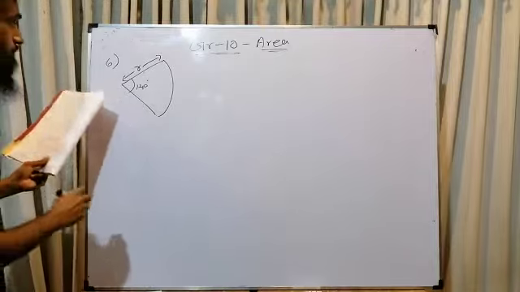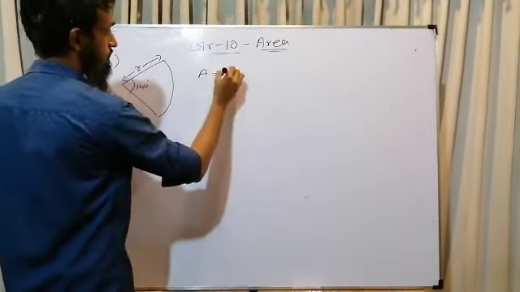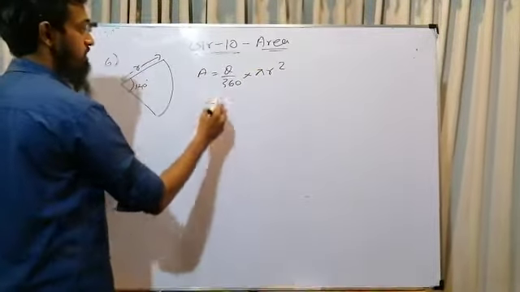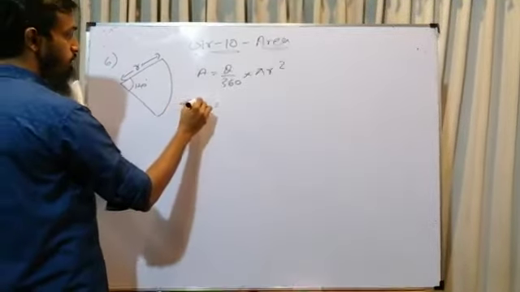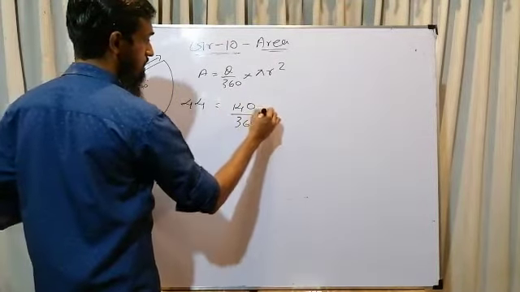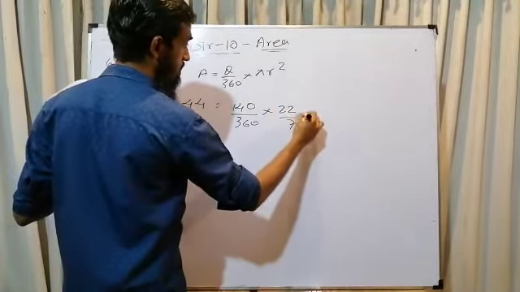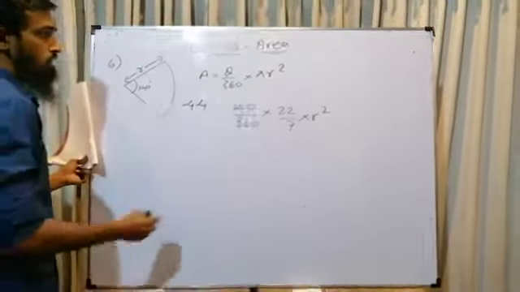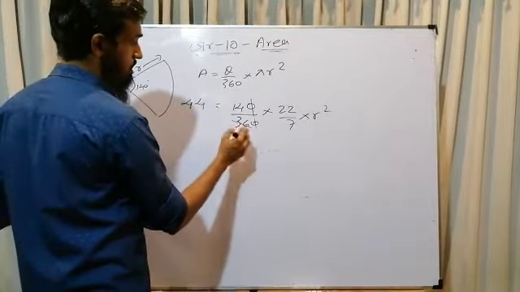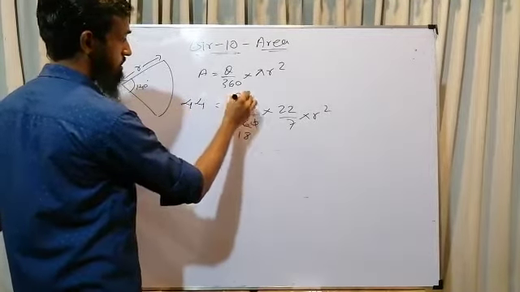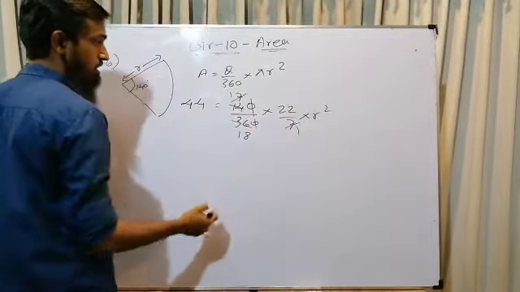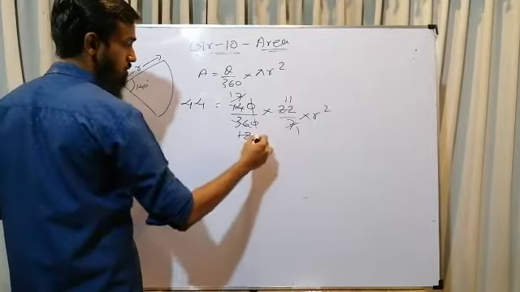Area is 44. So area equals theta over 360 pi r squared. So the area is 44, theta is 140 over 360, 22 over 7 r squared. So we can cut off the zeros. 2 times 18, 2 times 7. We can cut 7 and 7. 2 times 11, 2 times 9.